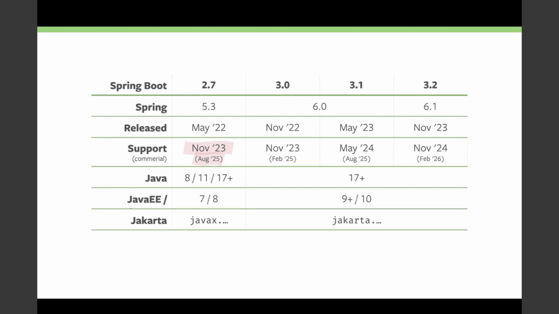Jakarta EE is in there. 7, 8, and upgrade to 9 means the namespace. And what you get with 3.0 is the Spring Native stuff built in. That's kind of the idea. Do we have any questions so far?